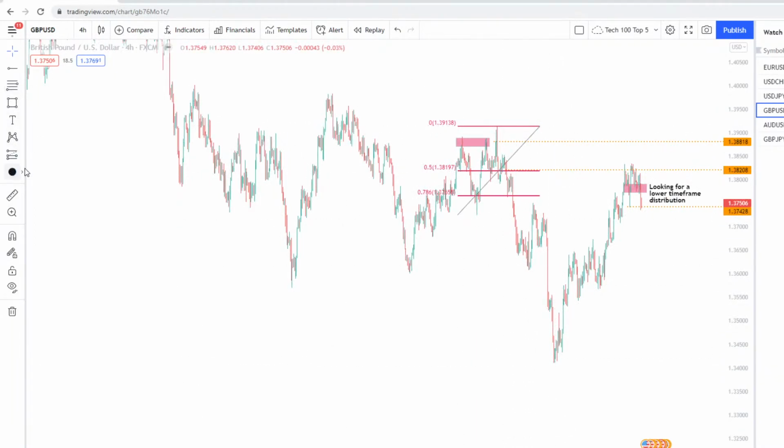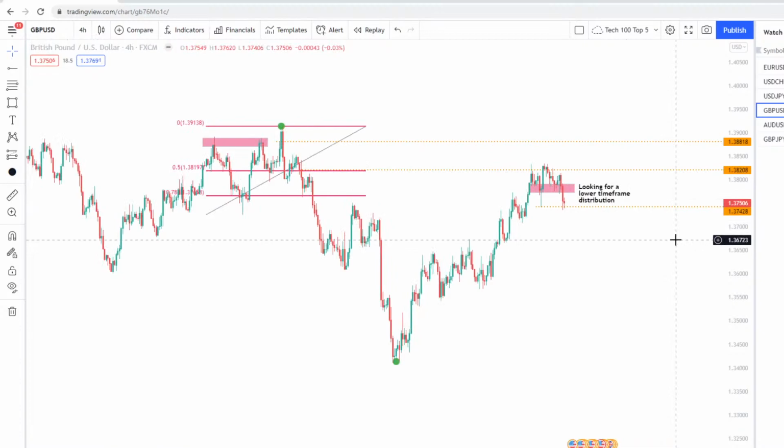So if we just look at structure on the higher time frame, we don't want to be taking long positions, right? Because structure is telling us that we have a high, a low, a lower high, a lower low. So what are we expecting? We're expecting a lower high to form.